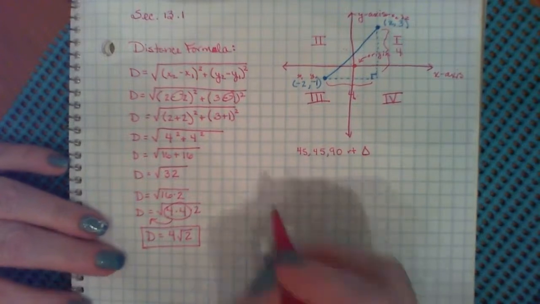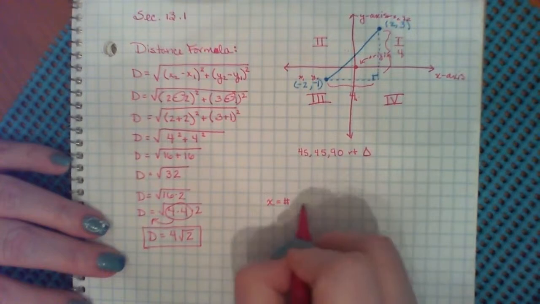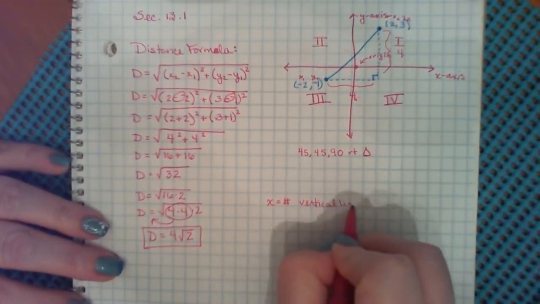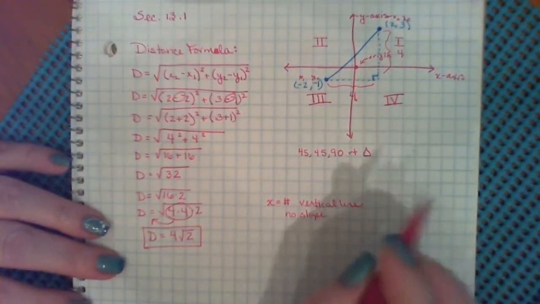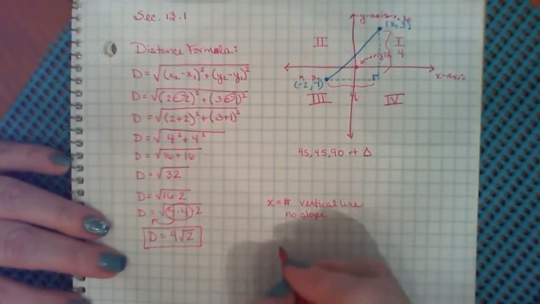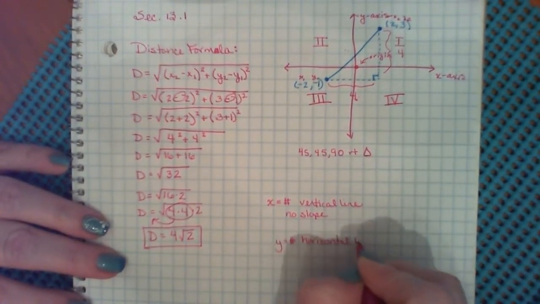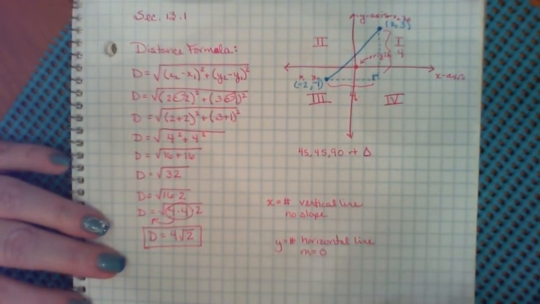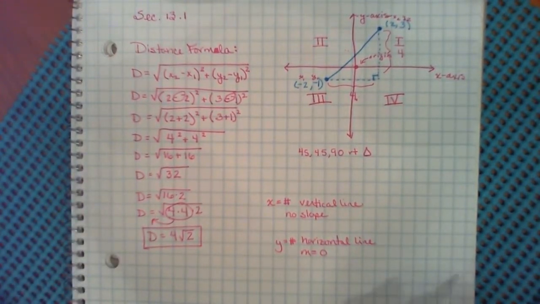classwork and homework. Oh, look, I'll even write it down for you. X equals a number means it is a vertical line with no slope. And y equals a number means it is a horizontal line with slope equal to 0. And it'll cross through whatever number it's supposed to be equal to.